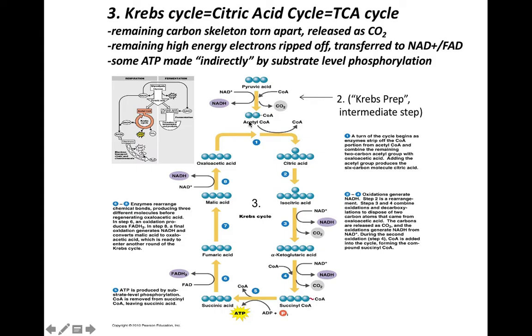Let's just tear it apart first. So we'll see we're going to introduce the acetyl group, the 2 carbons and the electrons that used to be part of glucose, into the cycle. We're going to combine those 2 carbons with this 4 carbon acceptor molecule, oxaloacetic acid. So if we take 2 carbons and 4 carbons, that's going to make this first intermediate called citric acid.